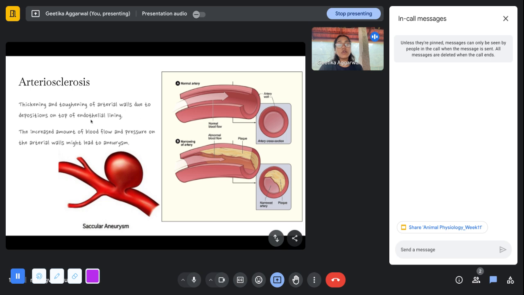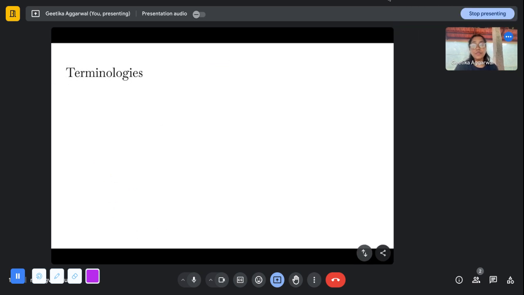And because of the increased amount of blood flow and pressure on the walls, it might lead to an aneurysm. An aneurysm is like this. Basically, the morphology of the arteries changes, and there is this extension that might form from the arteries, which can actually lead to many complications later.